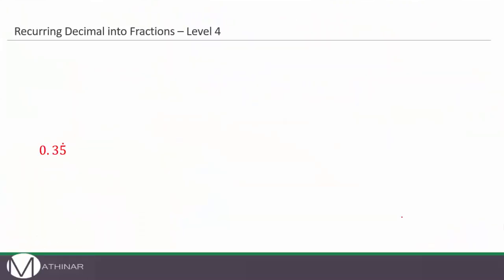So level 4. This is when you've got a number like this, 0.35 recurring. Now it might not look very different at the moment, but what this looks like on your calculator display is this, 0.355555. Only the 5 is recurring.